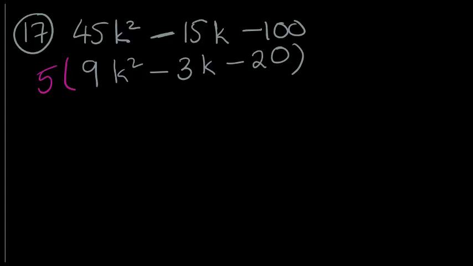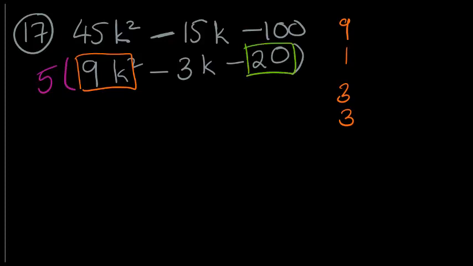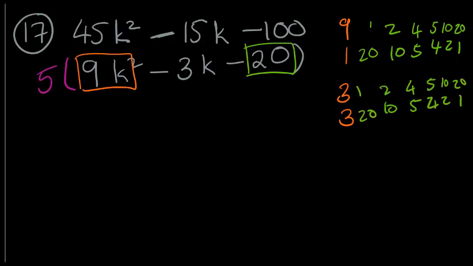All right, so now that we've got that, we need to check what are the factors for 9. So 9 is going to be 9 times 1, and it's going to be 3 times 3. The common factors for 20 are going to be 1 and 20, 2 and 10, 4 and 5, 5 and 4, 10 and 2, 20 and 1. All right, so we're going to repeat that at the bottom. Okay, so now the one that we are looking for is 3.